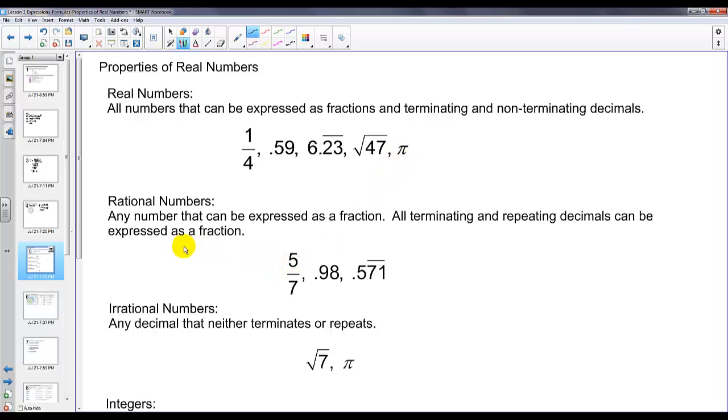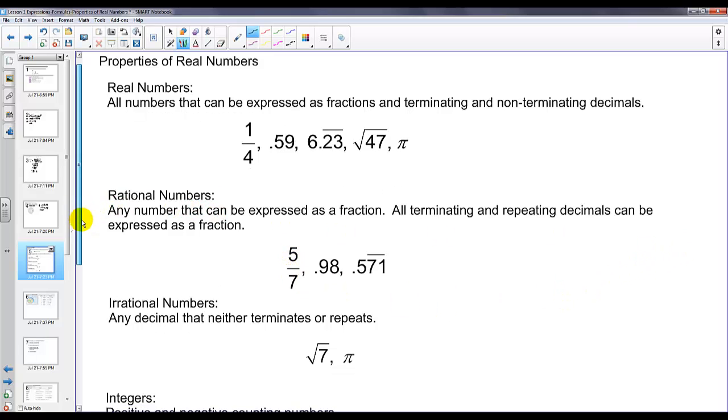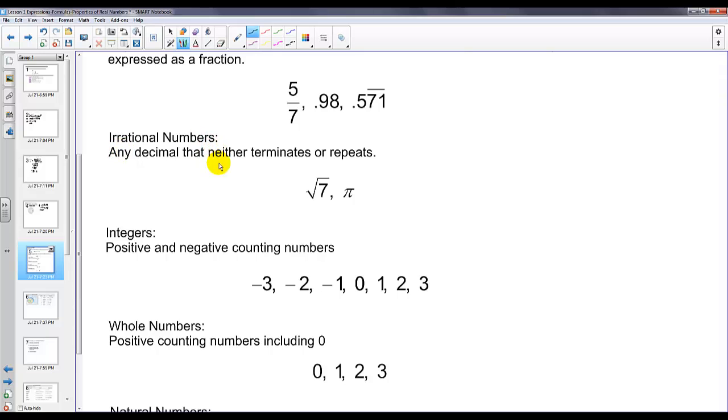A rational number is going to be any number that can be expressed as a fraction, and all terminating and repeating decimals can be expressed as fractions. So here's our terminating decimal, here's our repeating decimal, and we say these can be expressed as fractions. We know 5/7 is a fraction. When I take a look at irrational numbers, those are numbers that neither terminate nor repeat. Radicals that are not perfect squares, cube roots, etc., are all non-terminating, non-repeating, and pi, once again, is non-terminating, non-repeating.